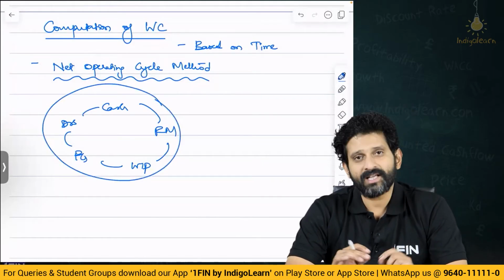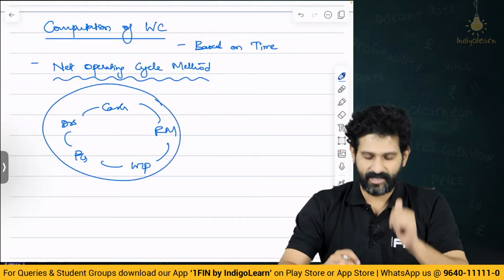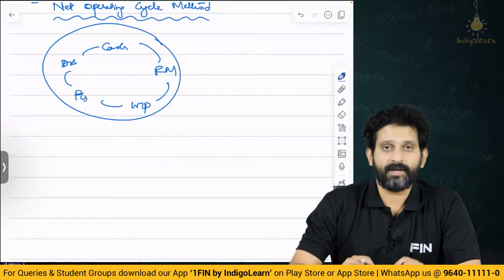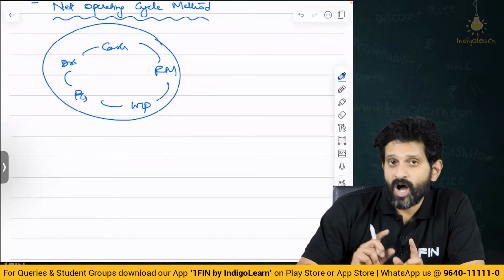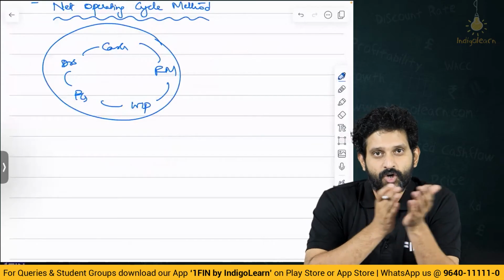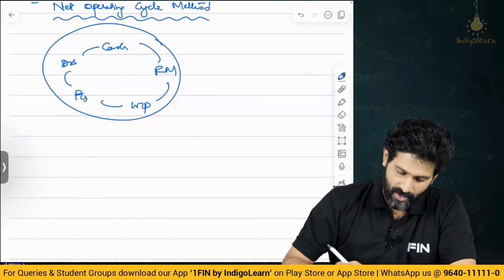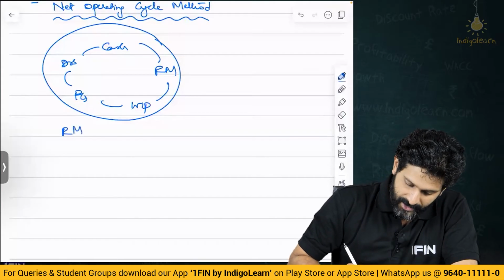Now, what is net operating cycle? What are the items in this operating cycle? If we understand, then we will understand what is our net operating cycle. Now, the time taken for the raw material to go from the raw material stage to the factory for work in progress is called raw material conversion period or raw material holding period.